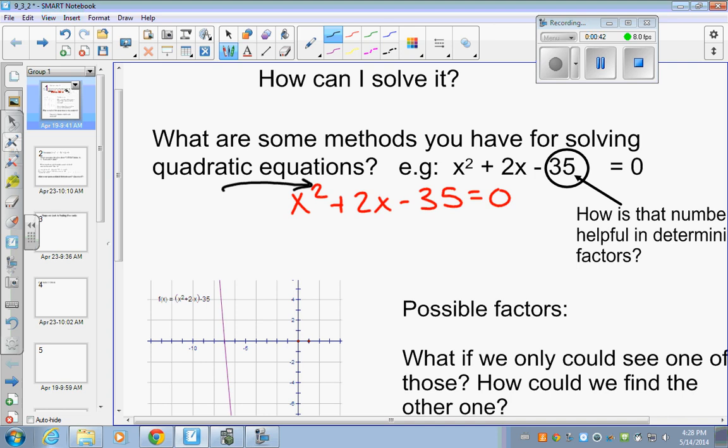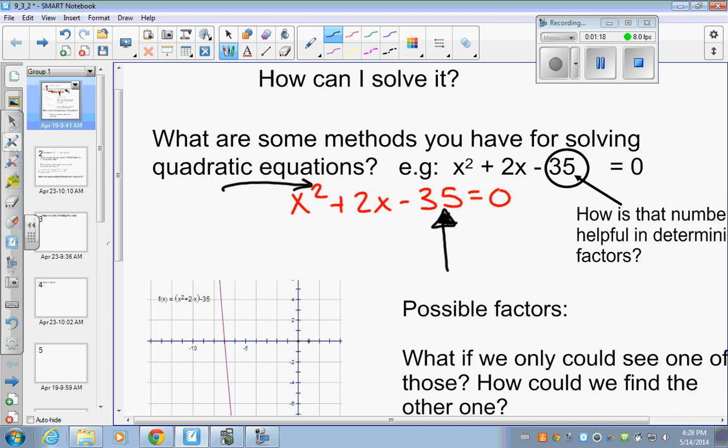So what some of you notice is that you can get the factors or the roots sort of by looking at that number. At least you can have some ideas about that. So I want you to turn to your table partner right now and tell your table partner what this last plain number, we call that the constant, negative 35 in this case, has to do with the factors of this equation.